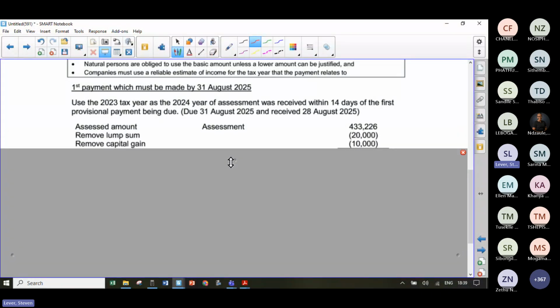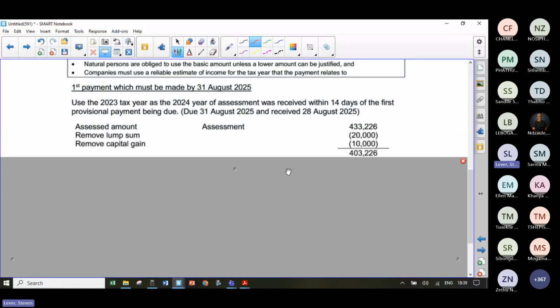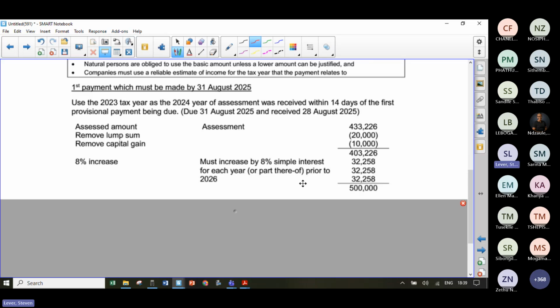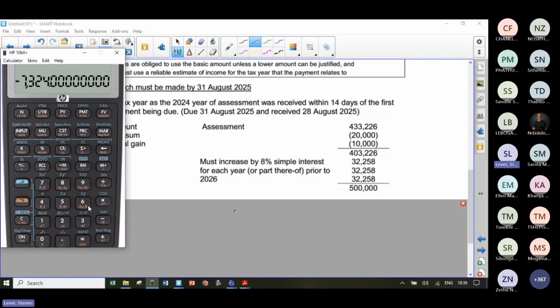I'm 3 years behind. So first thing I've got to do is take 20 and 10 off, the lump sum and the capital gain off. And then I've got to add 8% simple interest. So I'm going to go 403,226 times by 0.08. And I'm going to add 32,258 for 3 years because I'm 3 years behind. And that's going to give me a basic amount of 500,000 Rand.